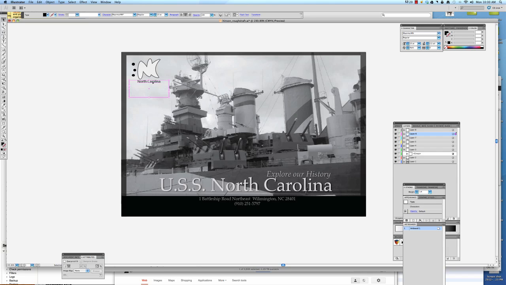I mean, it could be that there's just a little outline of a battleship with the word North Carolina written below it. It could be a representation of the state flag. I don't know, but I really think you need to work on this area.